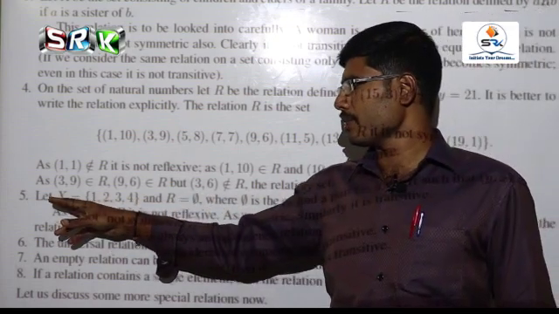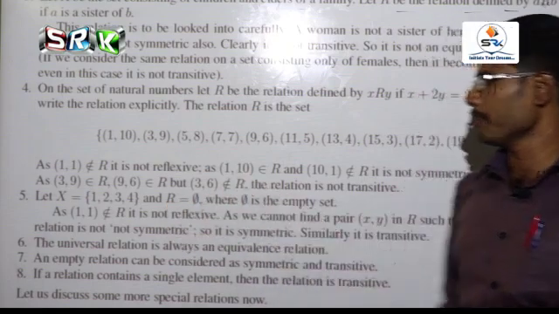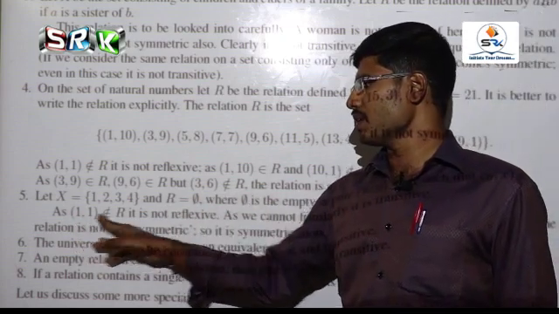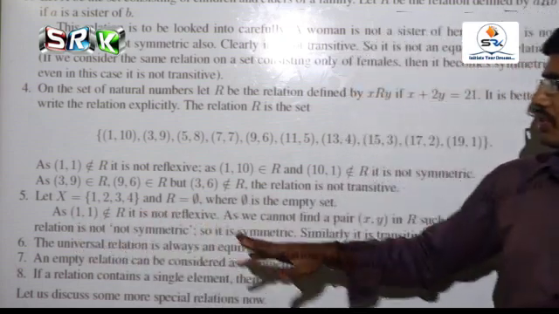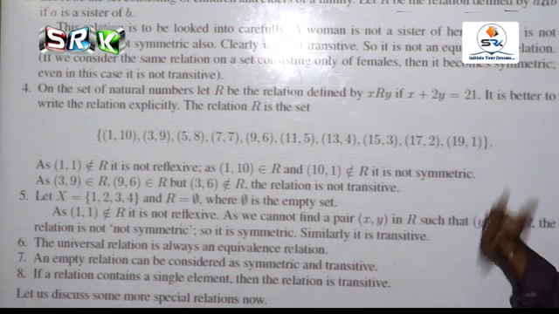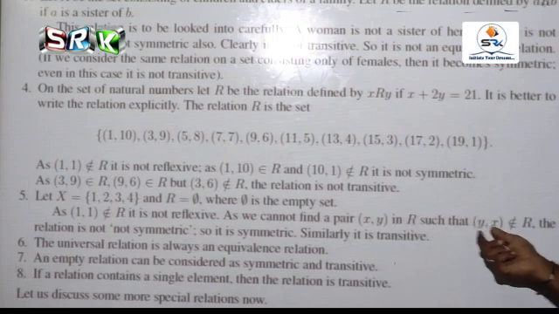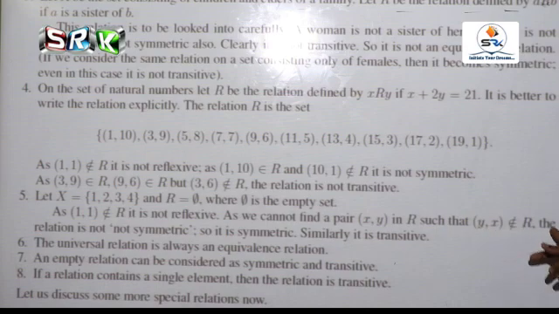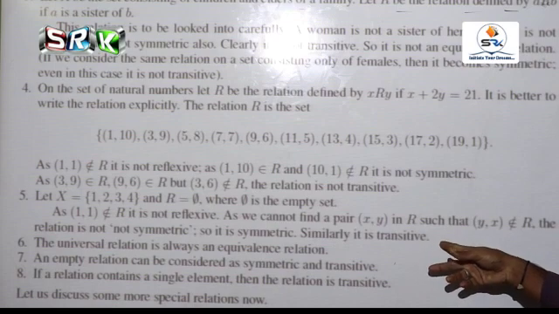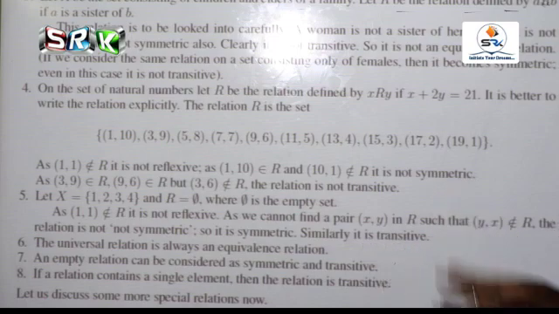And the next one, the fifth one. If X equals {1, 2, 3, 4} and R equals empty set, then 1 comma 1 does not belong to R, so it is not reflexive. We cannot find a pair x comma y in R, so we cannot consider any pair. So x comma y, y comma x does not belong to R. It is not symmetric, and similarly for transitive. Only if it is symmetric can we say similarly it is transitive.